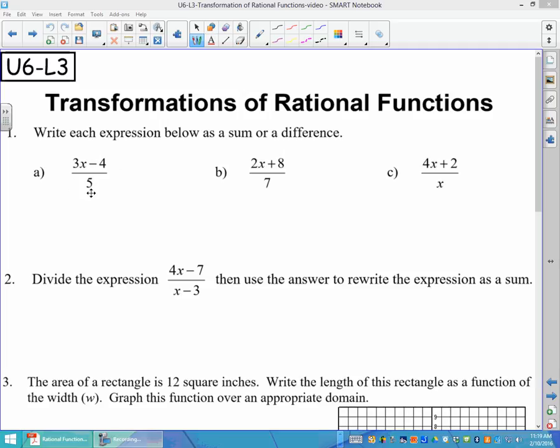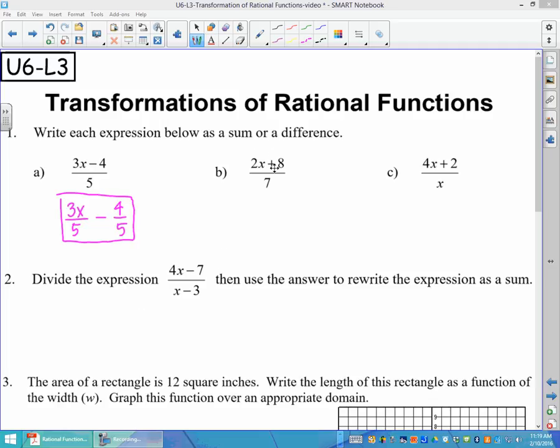So basically you're trying to break this thing up, and when you have just one term on the bottom, you can break it up, not by making new numbers, but by putting each term in your numerator over the denominator. So now I have a sum or a difference. This is actually a difference, and you're good with that. So you will do each of those.